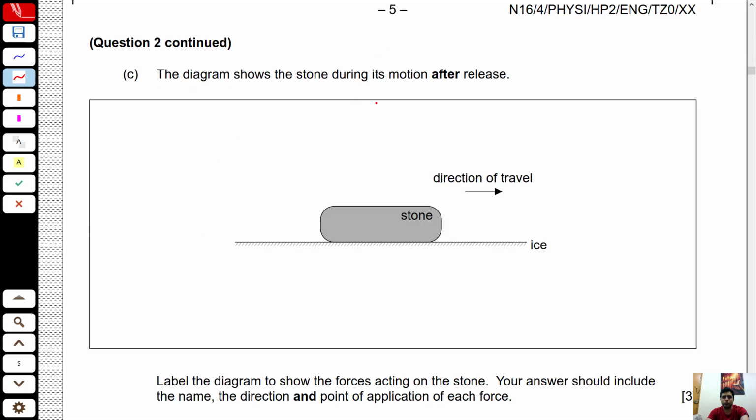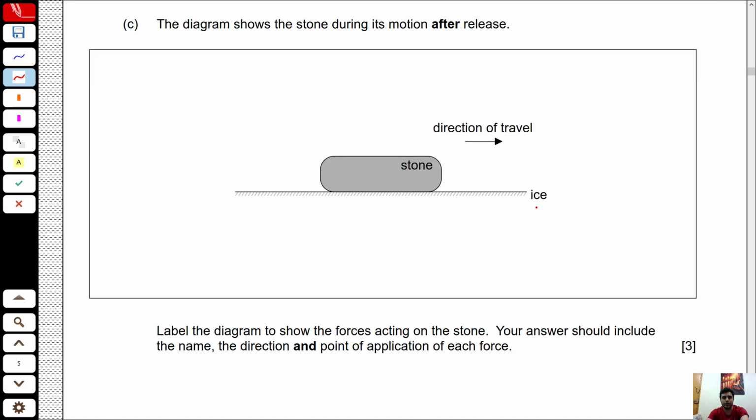The diagram shows the stone during its motion after release. So this is the stone, the direction of travel, and there's ice. Label the diagram to show the forces acting on the stone. Your answer should include the name, the direction, and the point of application of each force.